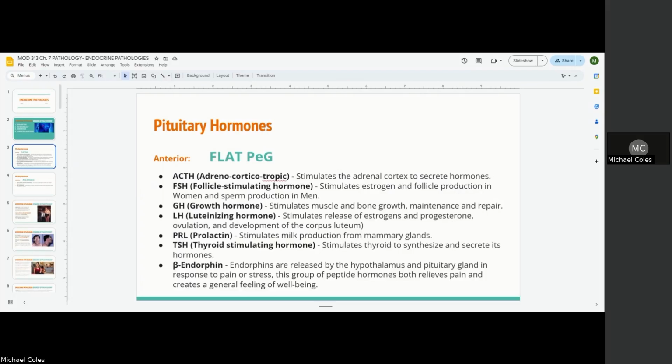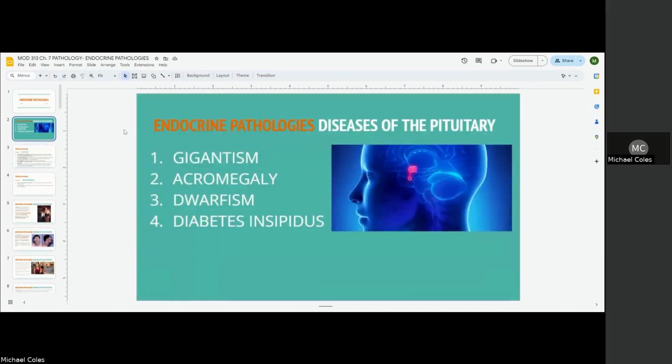What we're looking at right now is growth hormone. So this is going to stimulate muscle and bone growth. It's going to help maintain and repair muscle and bone as it breaks down. So breaking down, rebuilding, that whole thing, like maintaining a castle or a highway. We have these different diseases or conditions that are caused by either an excessive production of growth hormone or not enough production of this hormone.